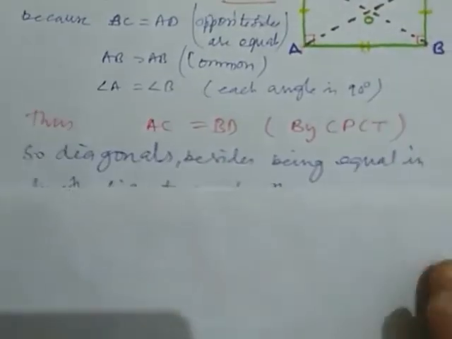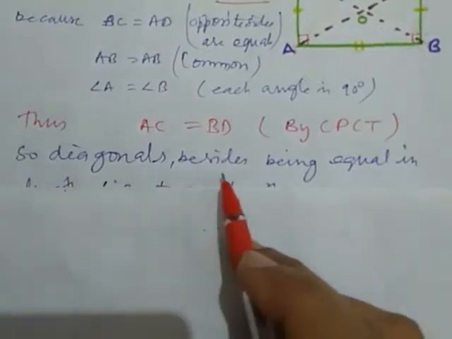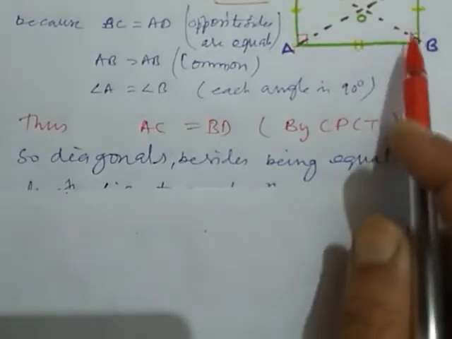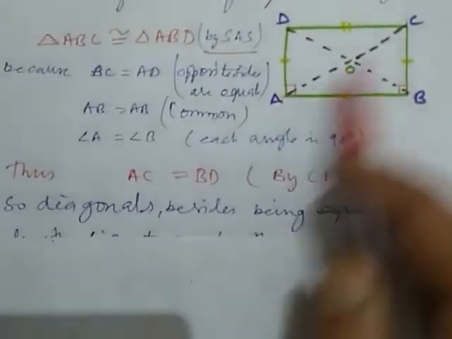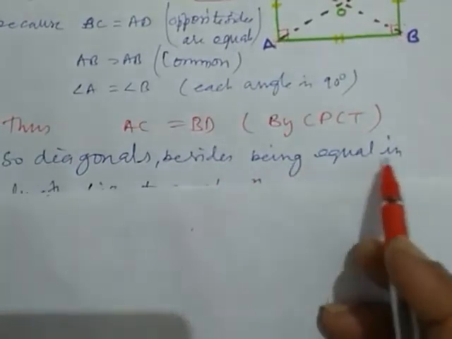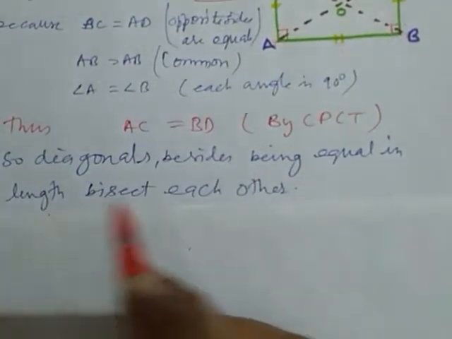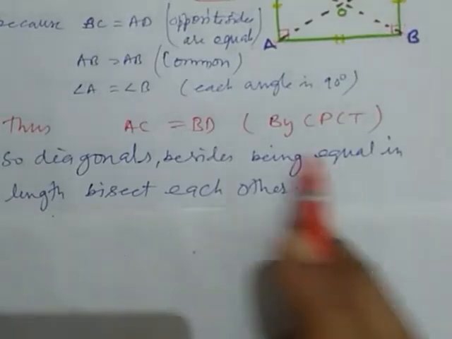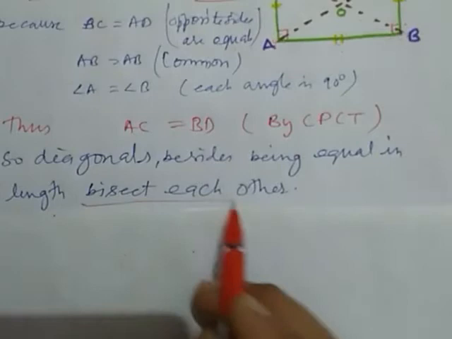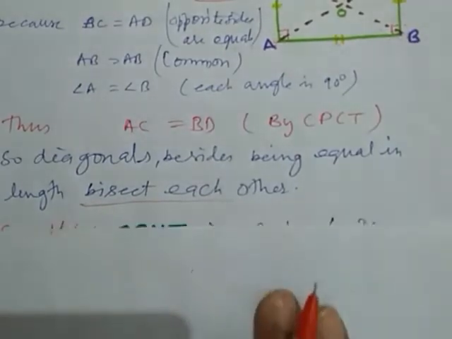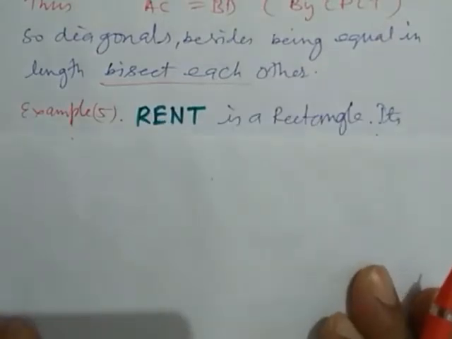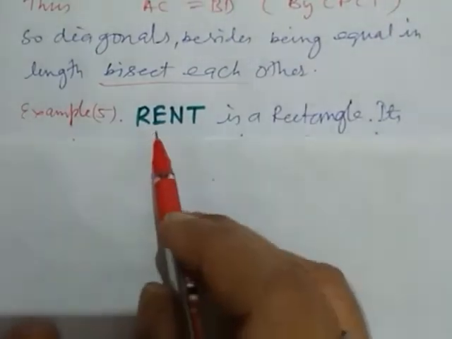So, diagonals besides being equal, here the diagonals are equal, so we can conclude the diagonals, besides being equal in length, bisect each other. They are equal in length but also bisect each other. This is the next information, that they are bisecting each other. Now with the help of these properties, we solve an example.